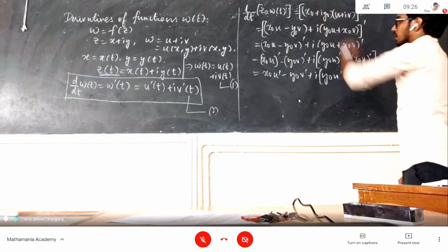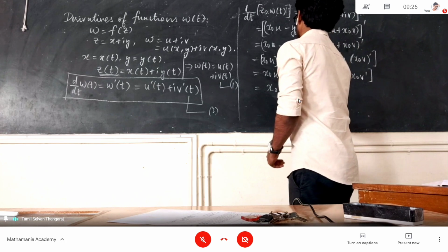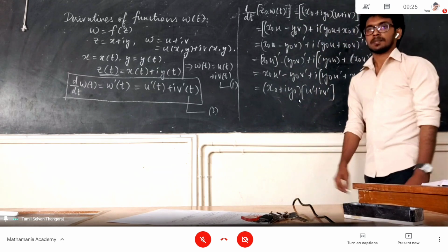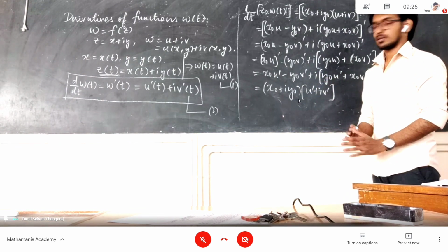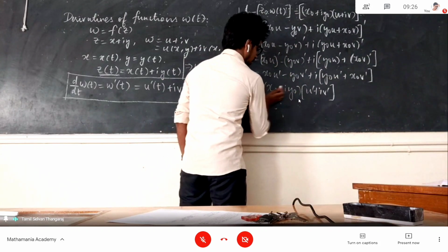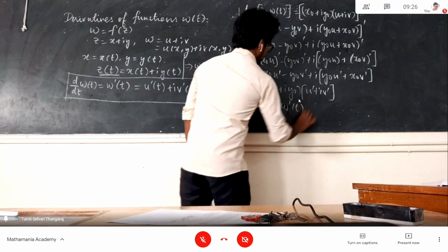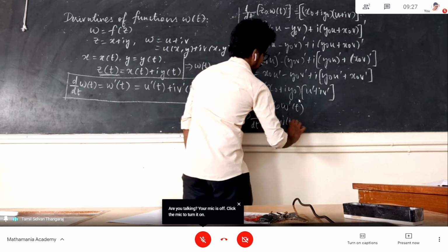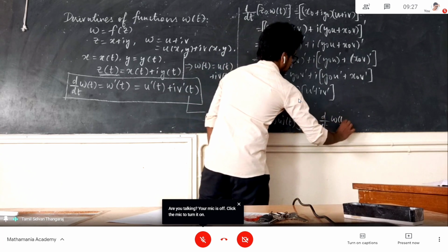Using the same ideology, if you revert these things, you can see this is x naught plus iota times y naught multiplied with u prime plus iota times v prime. If you observe closely, what happened here? This is simply z naught, and this is w prime of t. So what we have deduced is that d upon dt of z naught w of t is z naught multiplied with d upon dt of w of t.